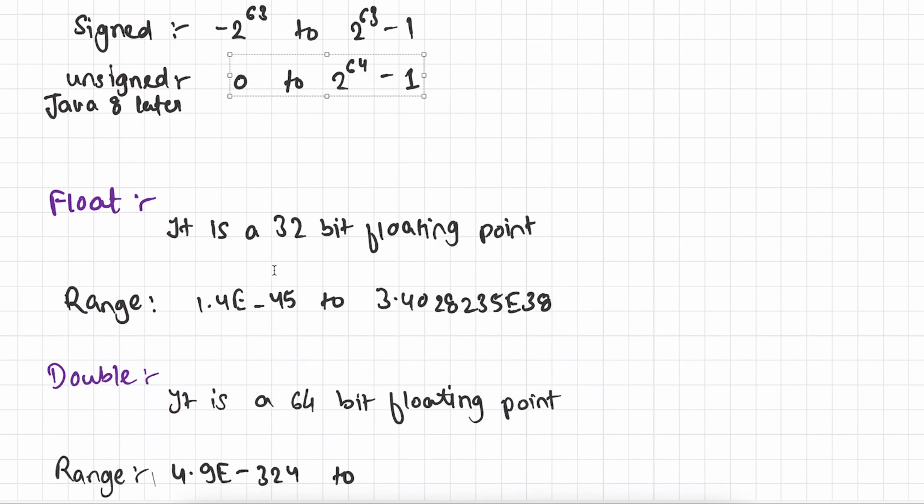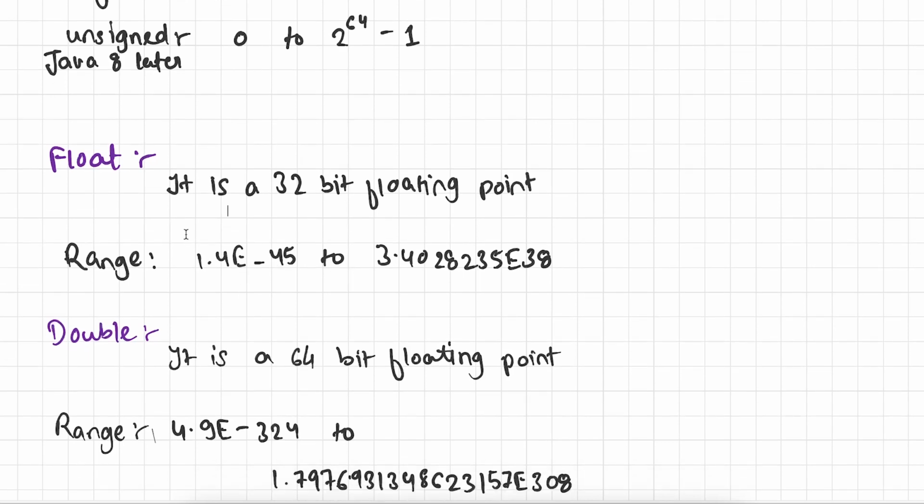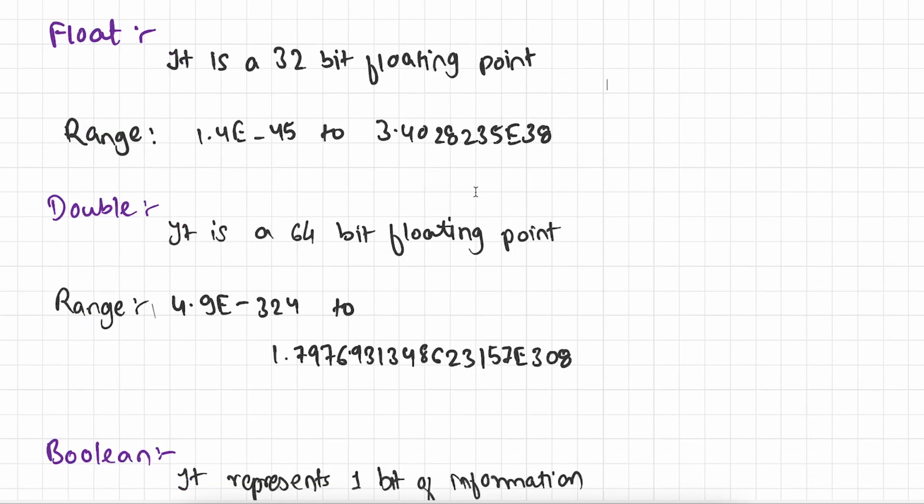Next coming up is the float data structure, and it is a 32-bit floating point. It means if you have a number like 1.5 or 2.3, you can store those types of numbers in the float data structure. And the range of float is 1.4e-45 to 3.4028235e38. Here e simply means 10 to the power minus 45, and here e means 10 to the power 38.